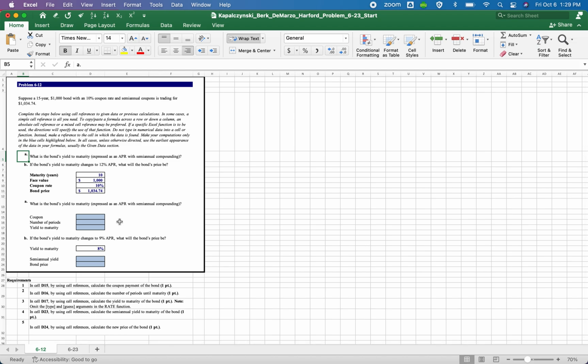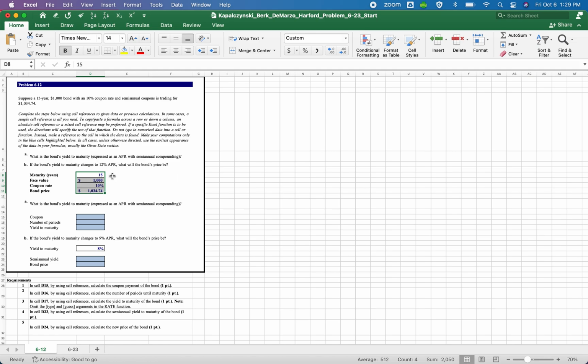This is an introduction to bond valuation and interest rates. In this example, we are asked to value a 15-year bond whose face value is $1,000, a 10% coupon, and semi-annual compounding. This bond is currently trading for $1,034.74. This means that the price of this bond is $1,034.74. We also call it present value or the current price. My example is different. I changed the numbers for you so that you have an opportunity to solve it yourself.